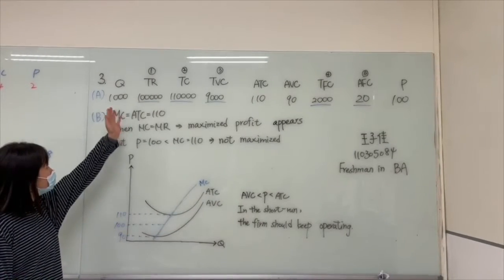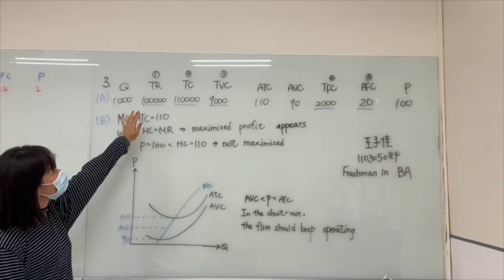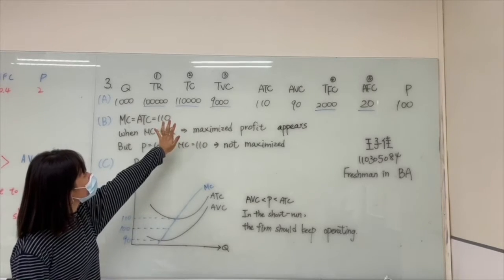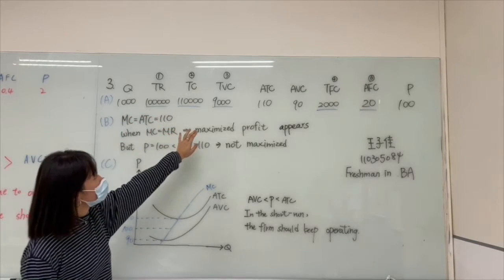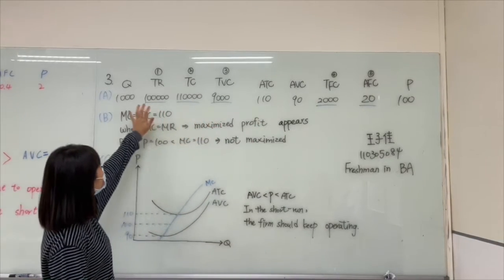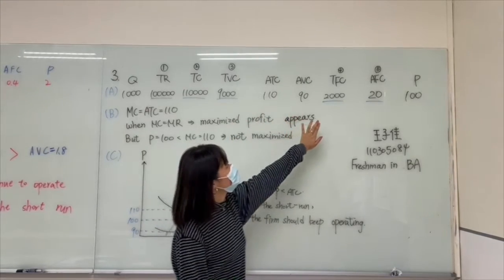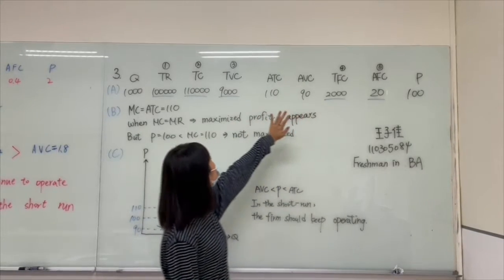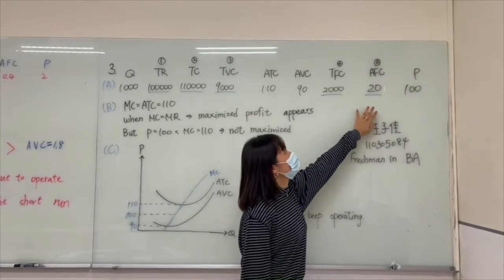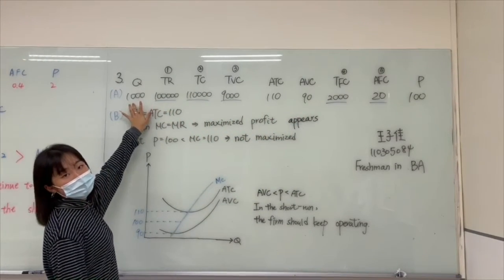For problem A, total revenue equals quantity times price, total cost equals quantity times average total cost, and total variable cost equals quantity times average variable cost. Total fixed cost equals total cost minus total variable cost. And average fixed cost is total fixed cost divided by quantity.